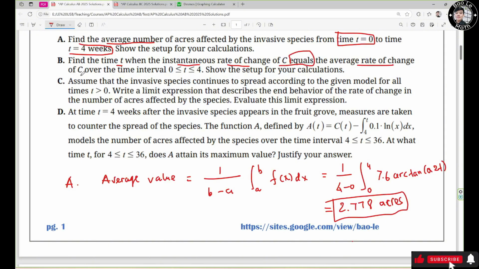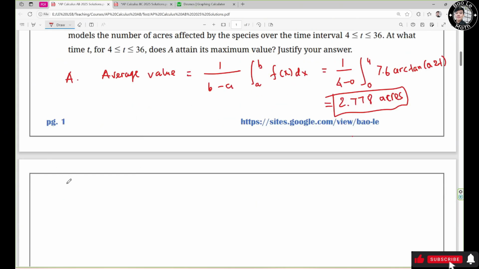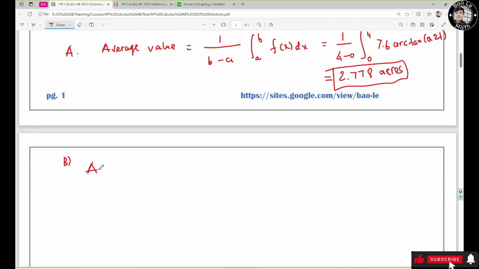Now question B. Find the time t when the instantaneous rate of change of c equals the average rate of change of c over the time interval 0 to 4. Alright, so the average rate of change is going to be c of 4 subtract c of 0, over 4 minus 0.